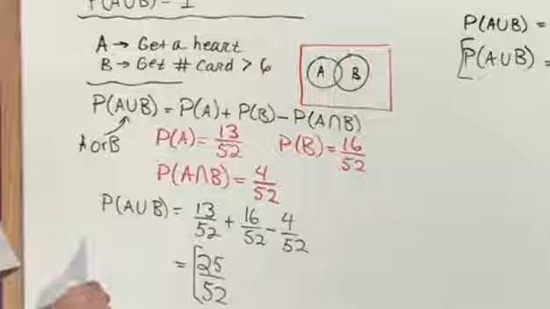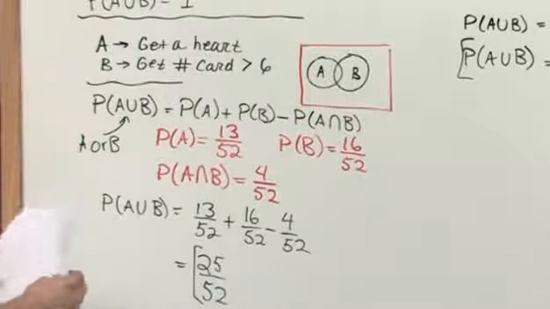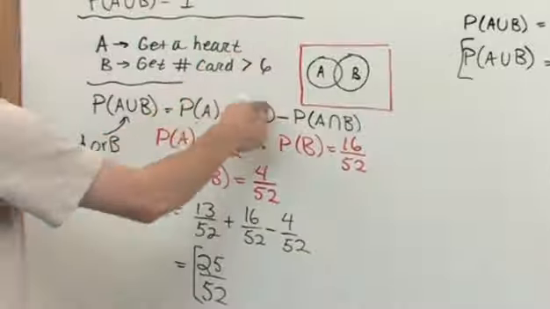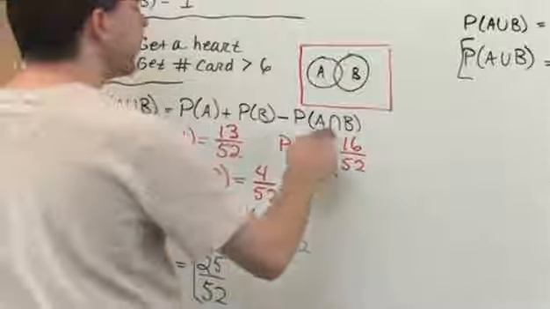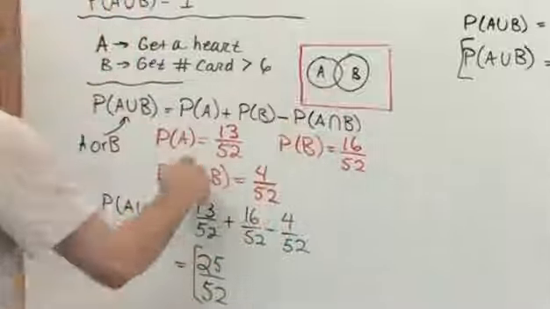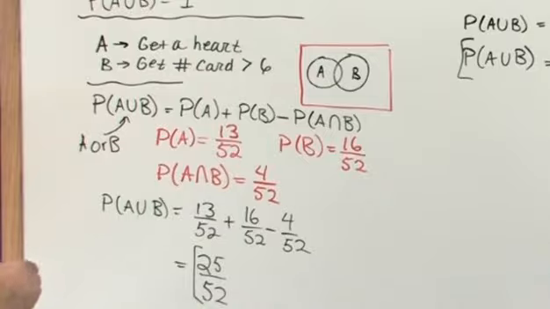So it's the same kind of thing. You label your event A, you label your event B, calculate the probability of A, calculate the probability of B, calculate the probability of both occurring at the same time, and then use a little relation to get the answer.